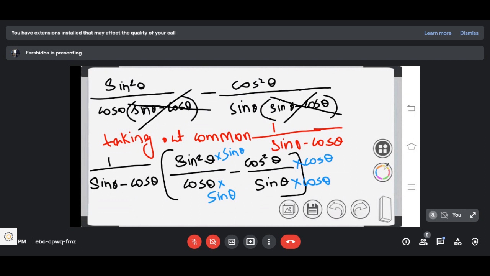So in the next step, sine square theta into sine theta will become sine cube theta. Okay, so cos square theta into cos theta will become cos cube theta, divided by cos theta into sine theta. So you'll get 1 by sine theta minus cos theta into sine cube theta minus cos cube theta divided by sine theta cos theta.